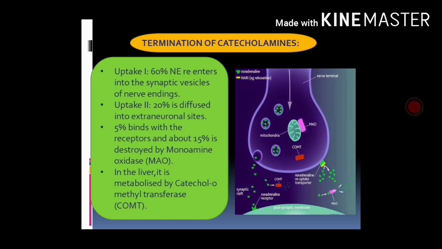Uptake 1. 60% of norepinephrine re-enters the synaptic vesicles of nerve endings. Uptake 2. 20% is diffused into extraneuronal sites. 5% binds with the receptors and about 15% is destroyed by monoamine oxidase. In the liver, it is metabolized by catechol O-methyltransferase.